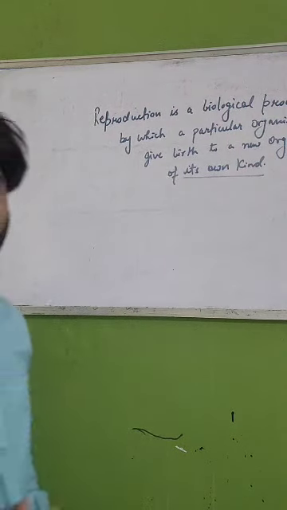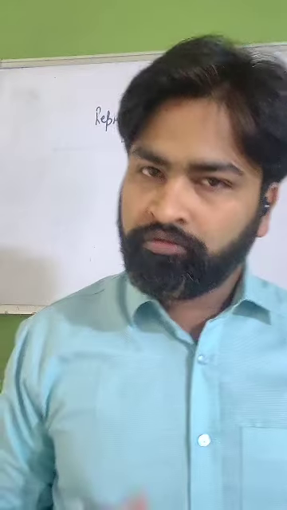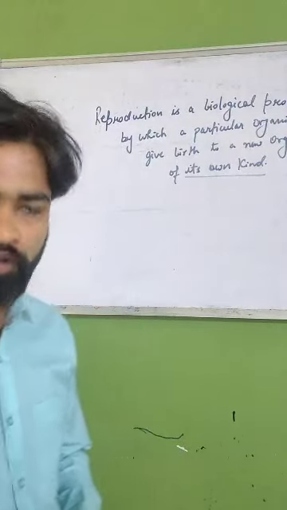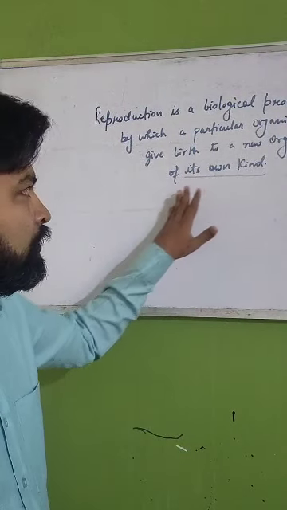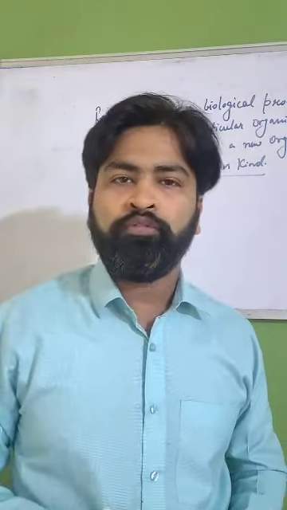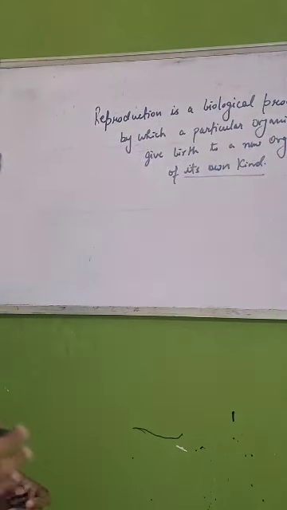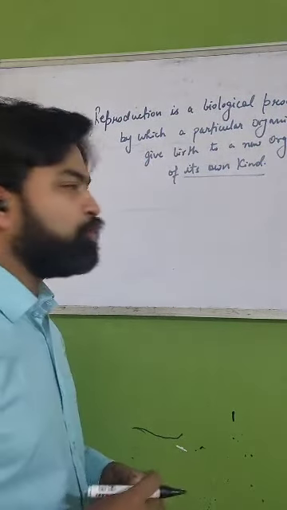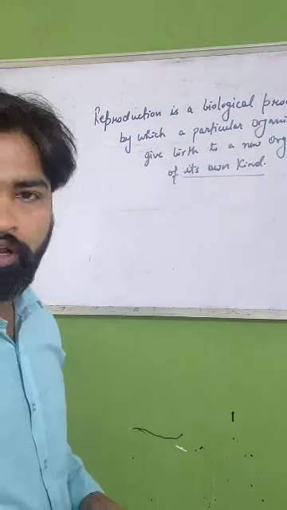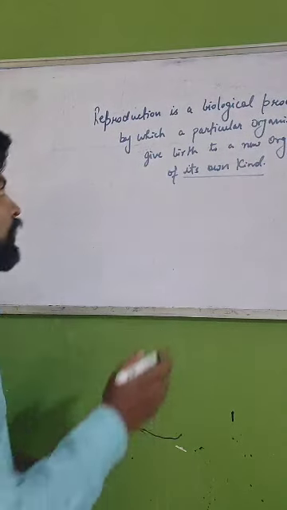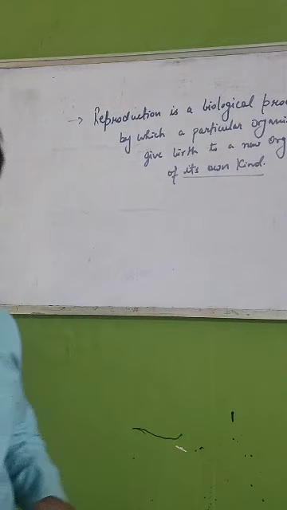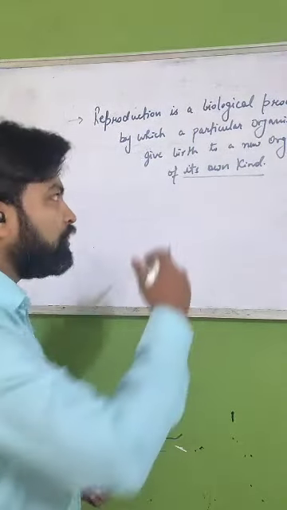Here, students, of its own kind. Reproduction is the process in which the organism gives birth to a new organism of its own kind. Why is its own kind important? See, no organism is going to produce any other species. For example, suppose we are human, so we will produce human only. We are not going to produce dog or cat. Is that clear? So, reproduction is a biological process by which a particular organism gives birth to a new organism of its own kind.